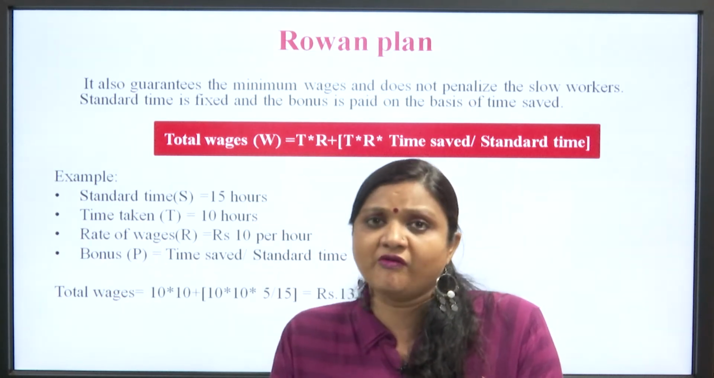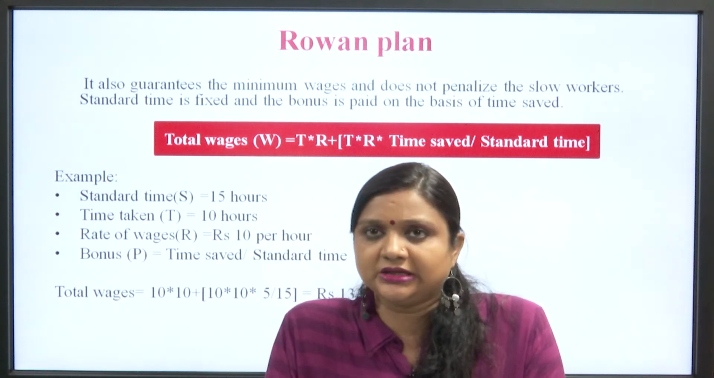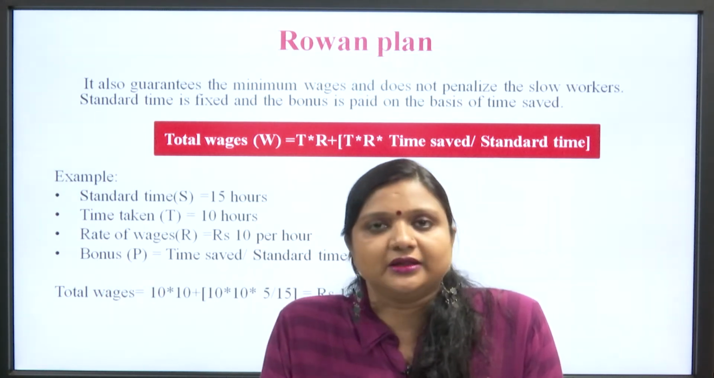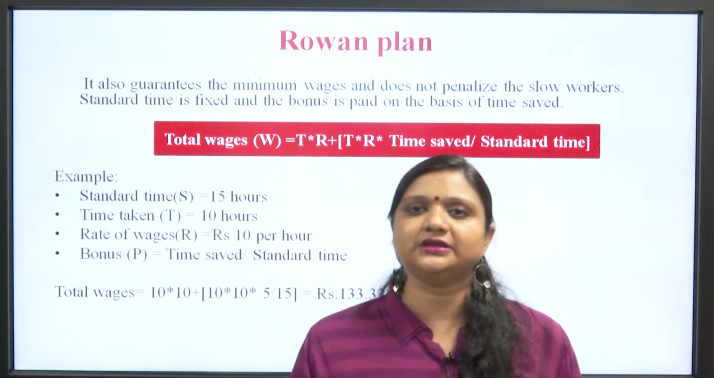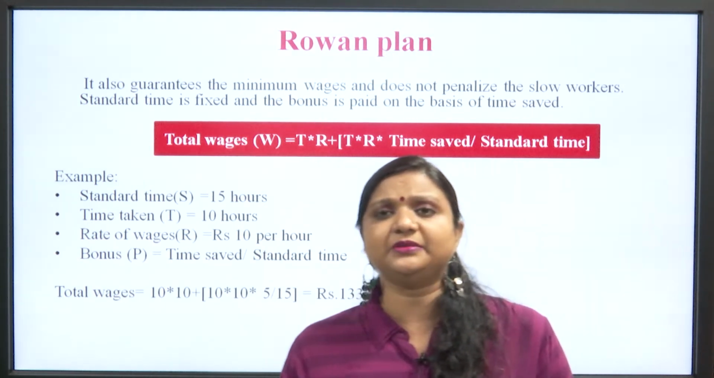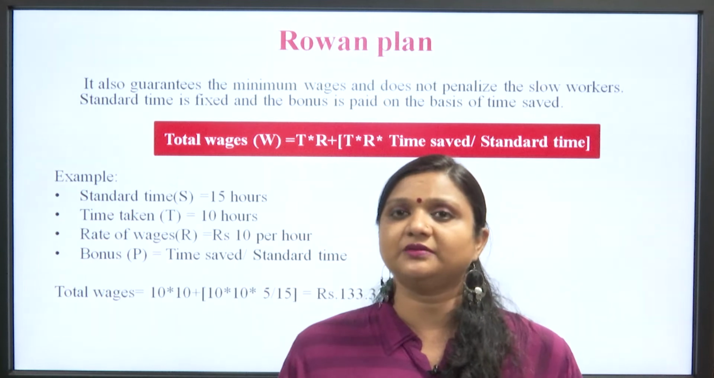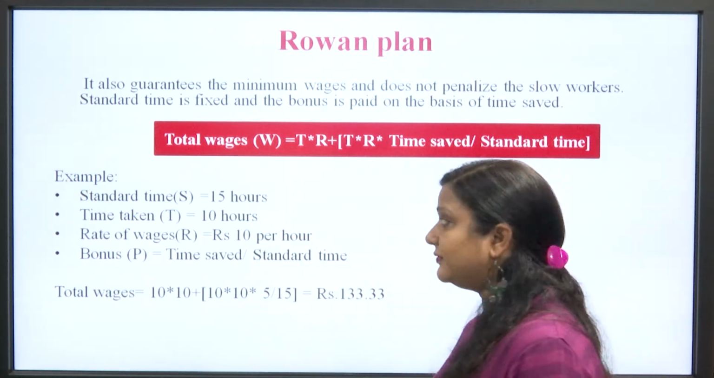The next one is Rowan plan. It also guarantees the minimum wages and does not penalize the slow workers. In this also the standard time is fixed and the bonus is paid on the basis of time saved. Means in the earlier method we have seen the actual time taken, and in this method we see how much time that individual has saved.